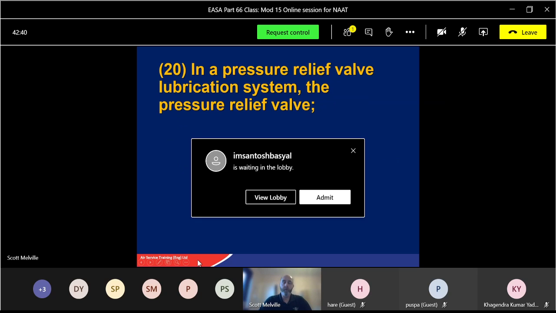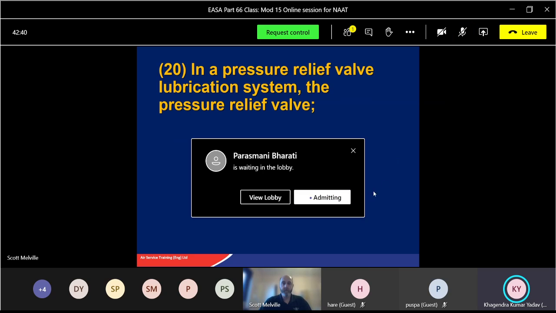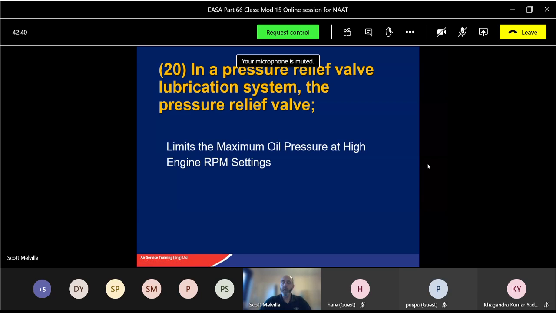In a pressure relief valve lubrication system, the pressure relief valve does what? Return the oil to the oil tank. Yeah, at a predetermined level. So when it gets to a certain level, it limits the maximum oil pressure at high engine RPM. As the engine's getting faster, the flow from the pump is getting more. So if there's more flow, there'll be more pressure. More pressure could potentially damage the system. So the pressure relief valve is set to open at a set pressure setting within that system. So that'd be a pressure relief valve type.